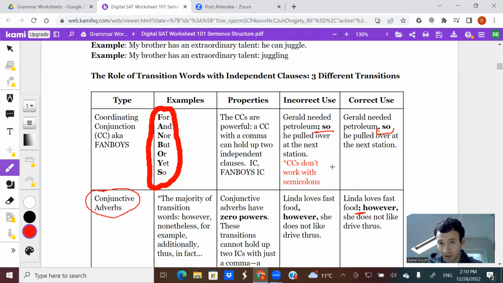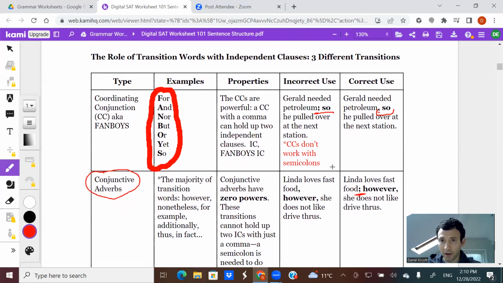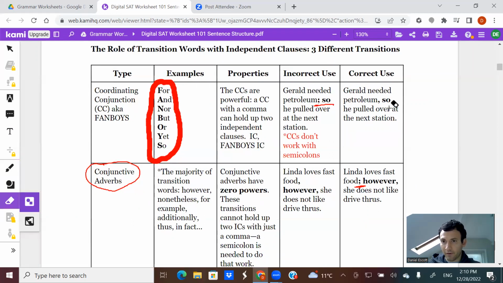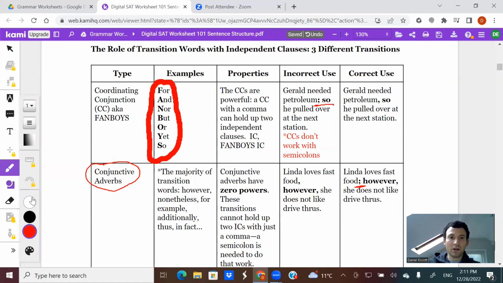So anyway, definitely want to know the FANBOYS because Gerald needed petroleum, so he pulled over at the next station. That is completely correct. But if I get rid of so and I choose a different transition word, I'll use therefore, which is an example of a conjunctive adverb. So if I use therefore here, Gerald needed petroleum, comma, therefore he pulled over at the next station. This is now entirely wrong.